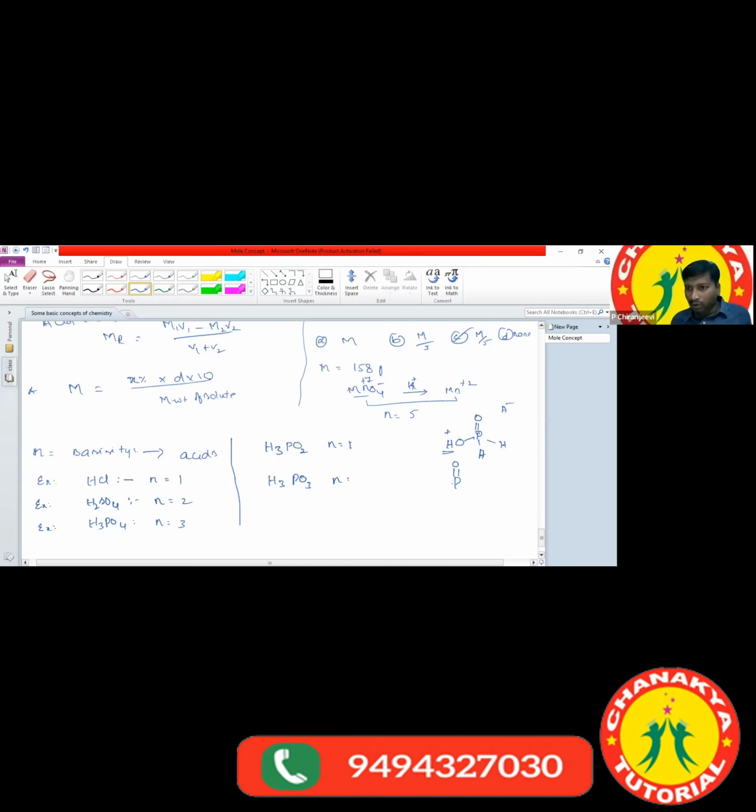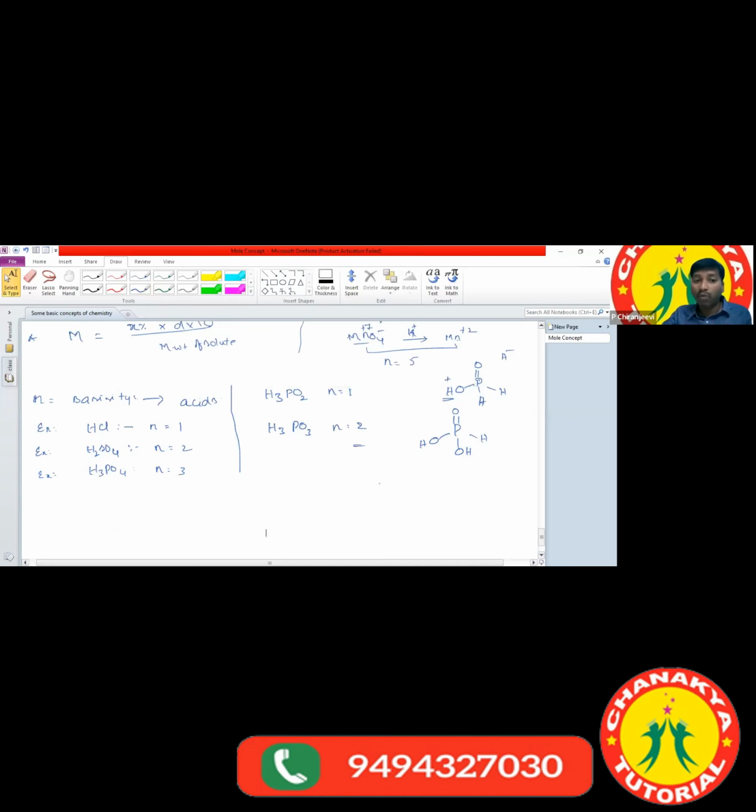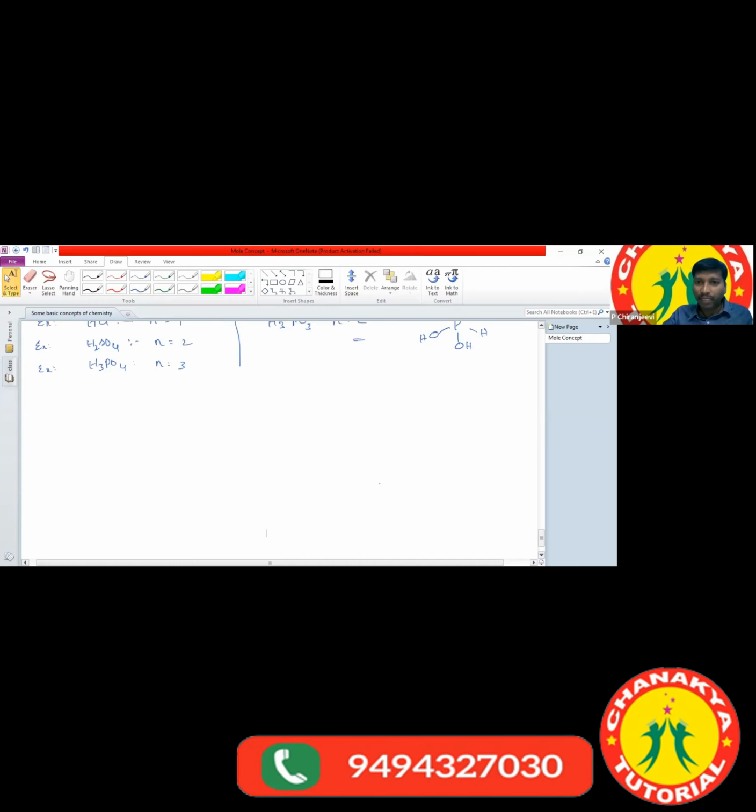In H3PO3, phosphorus is directly attached to one oxygen, and the remaining 2 oxygens are attached with 2 hydrogens, OH and OH, and here H. Then the total number of H plus ions here is 2, so the N factor is equal to 2. This is one type of question for finding equivalent weight. N is equal to basicity.